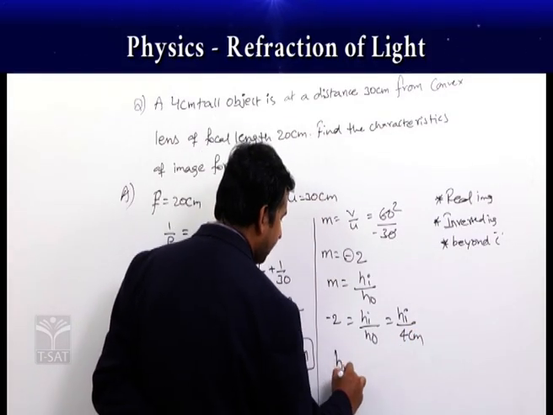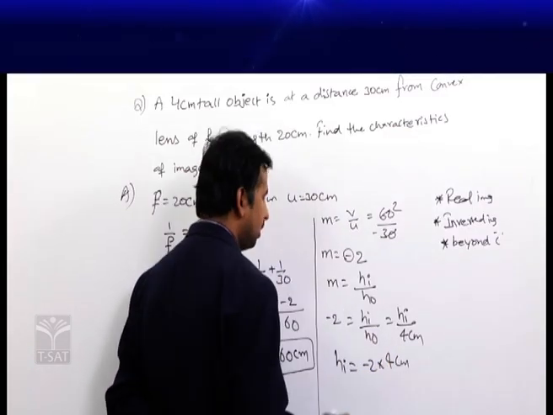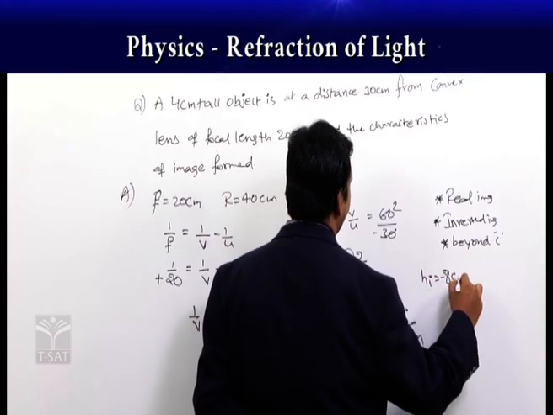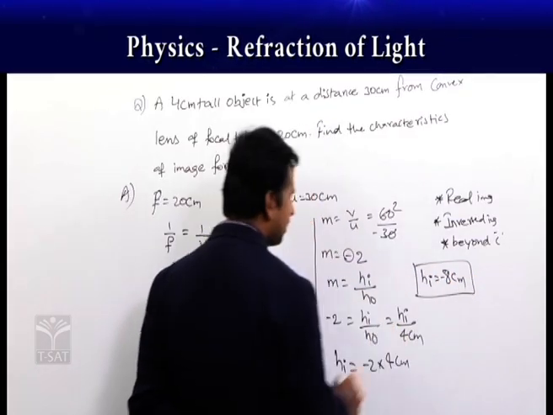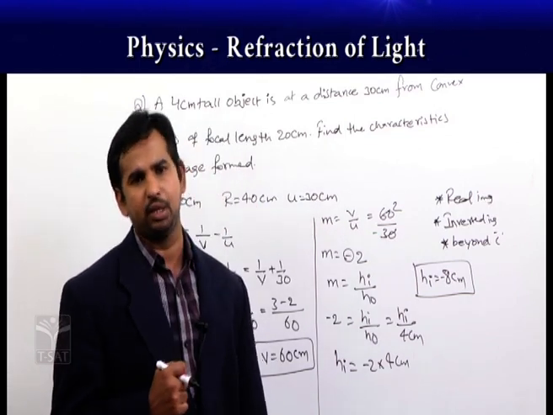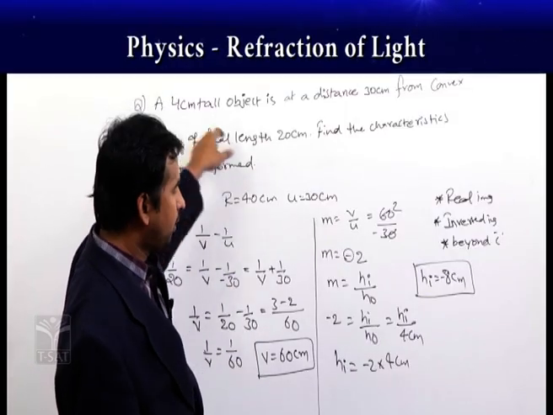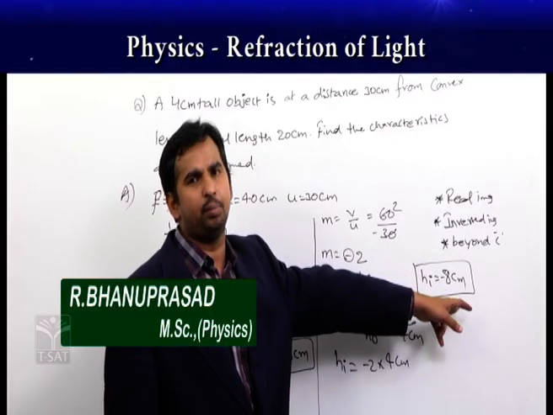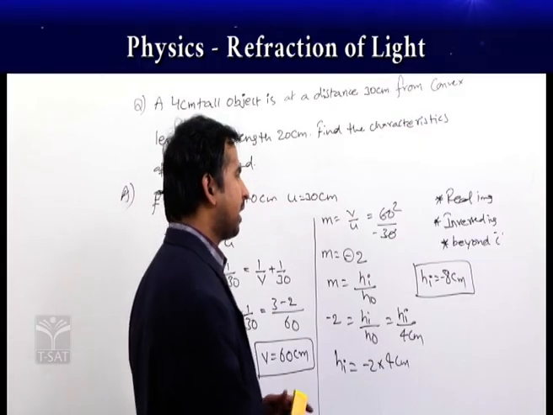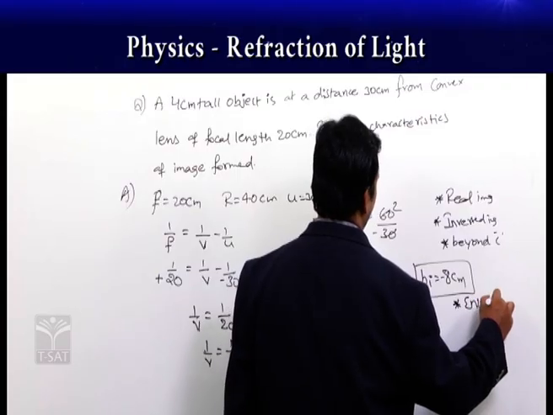Then the height of the image becomes minus 2 times 4 centimeters. Finally, we get the height of the image is equal to minus 8 centimeters. That minus represents that it is below the principal axis, and the size of the image we are getting is 8 centimeters. So if you take an object which is 4 centimeters tall, the final image I am getting is 8 centimeters, which is a magnified image. So the final characteristic here is that an enlarged or magnified image is formed.